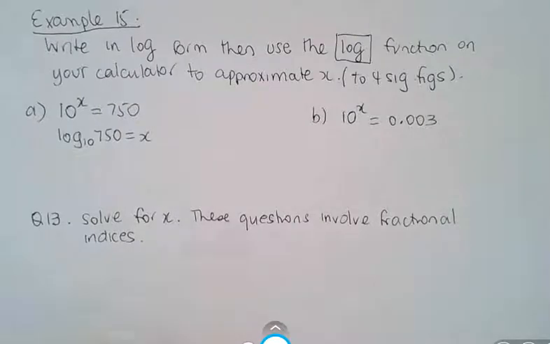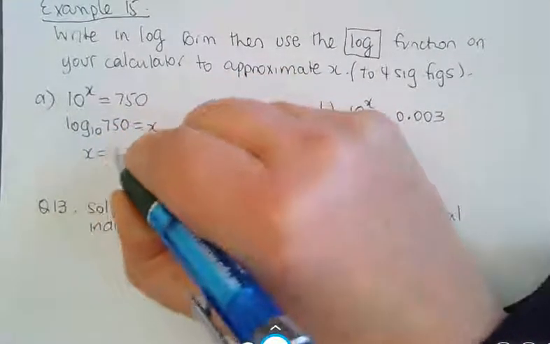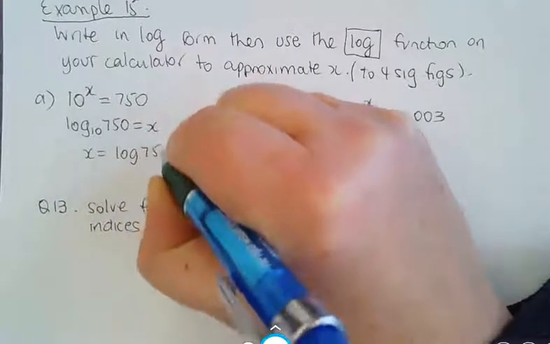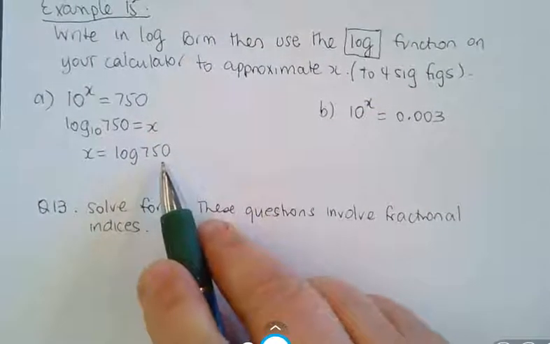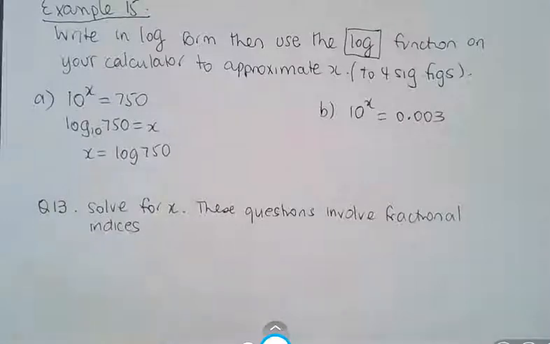So you can only do, at the moment, log to the base 10 on your calculator. We can also do log to the base e, but I haven't shown you that yet. So the log button on your calculator is a log to the base 10. So if you press log 750 on your calculator, it is actually log to the base 10. What do you get?